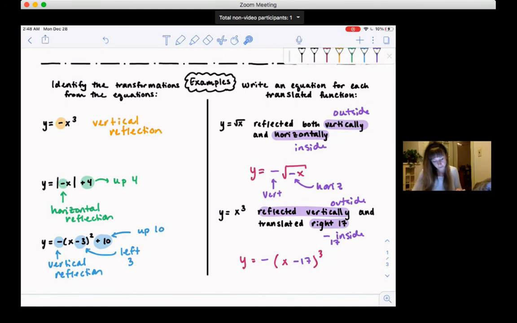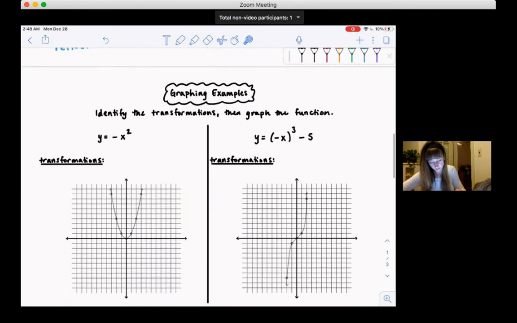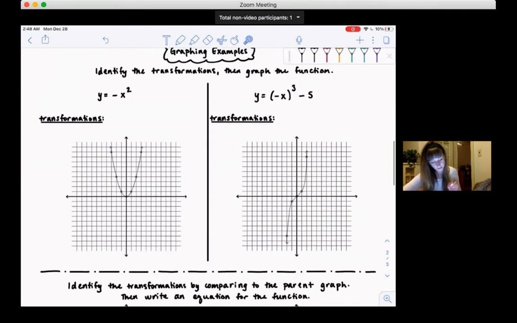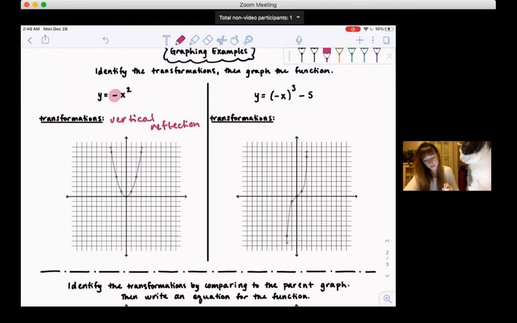Okay, let's practice graphing reflections. So we're going to identify the transformations, and then we're going to graph. Okay, so this one is simple. We just have one transformation, and it's a vertical reflection, right? Because we have a negative outside the function. So we're flipping over the y-axis. I'm sorry, the x-axis, my bad. We're flipping down like this over the x.